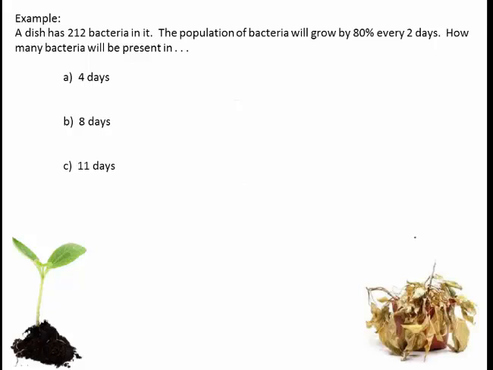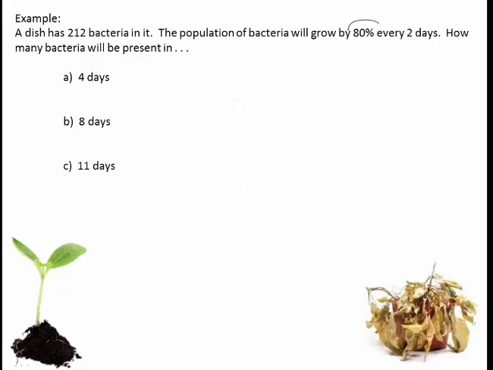Okay, so here's some examples. A dish has 212 bacteria in it. The population of bacteria will grow by 80% every 2 days. How many bacteria will be present in 4 days, 8 days, or 11 days? So let's look at the formula that we need to use.